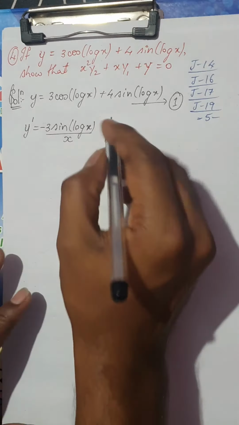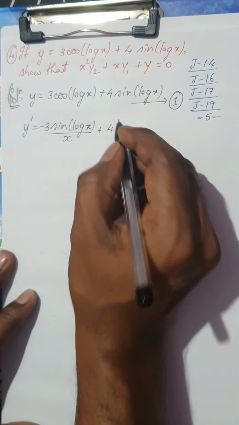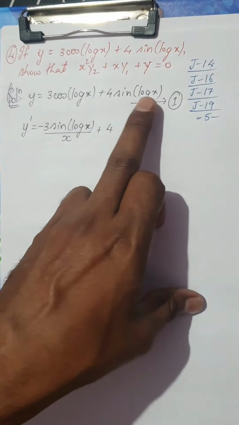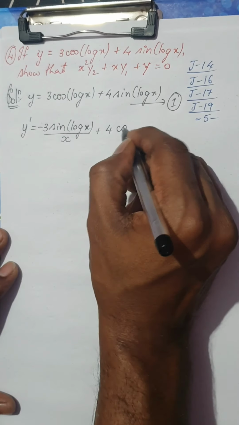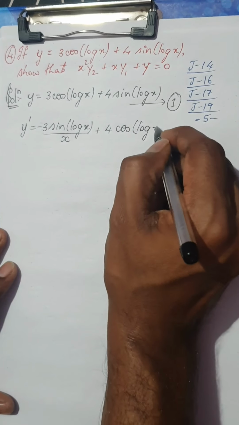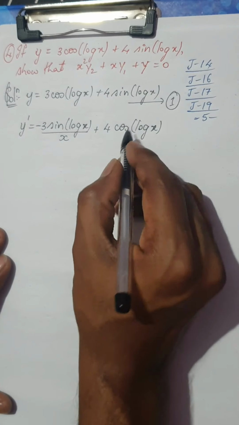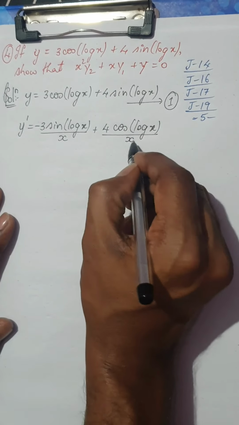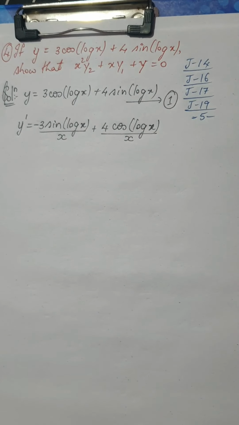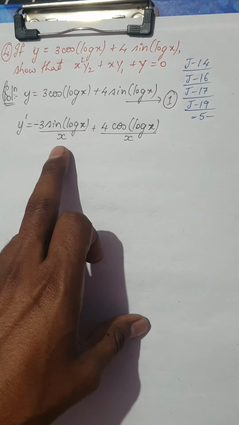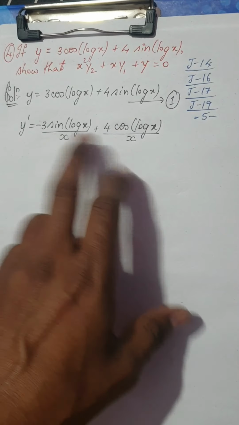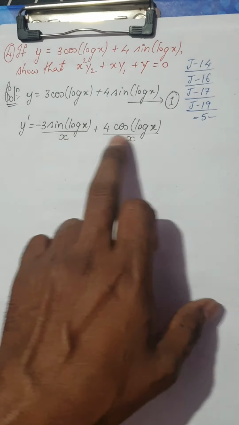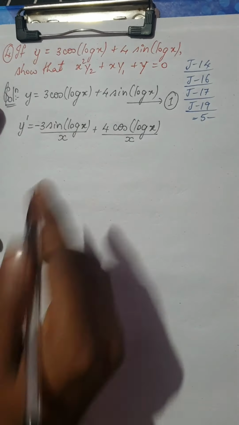Is it clear? Plus 4 into, now the derivative of sine of f of x is cos of f of x, so it is cos of log x into the derivative of log x. We know the derivative of log x is 1 by x. Now we can see here the denominator x is common in both the terms. Let us multiply by x throughout. So what happens?